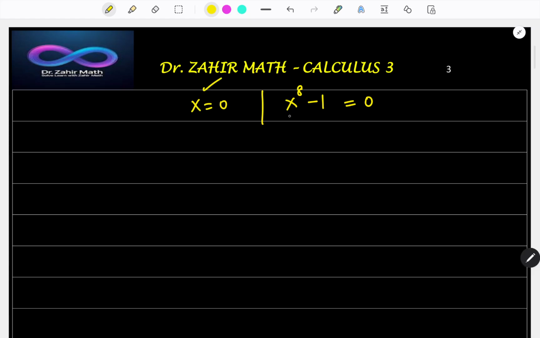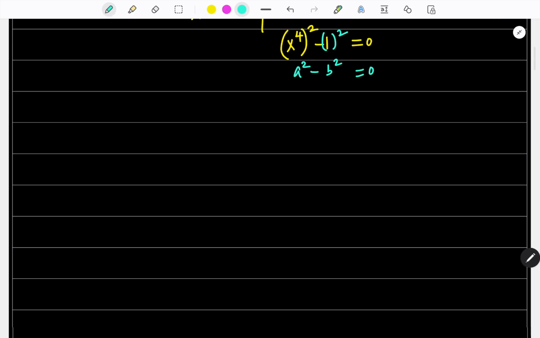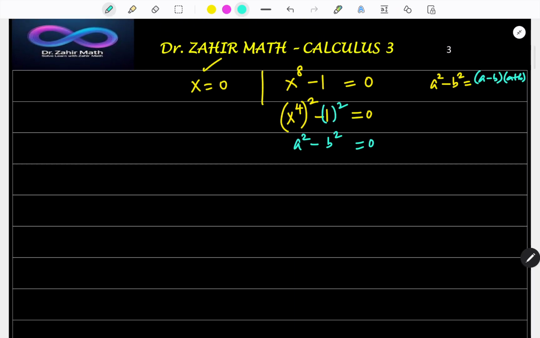This, okay, finished. But here the steps continue. I'm going to write this as x power 4 power 2 minus 1 equal to 0. Why am I writing like this? Because we have a famous identity, a square minus b square is equal to a minus b times a plus b. So to use this identity, I'm using this one. This is of the form a square minus b square. Of course, this is 1 square equal to 0.